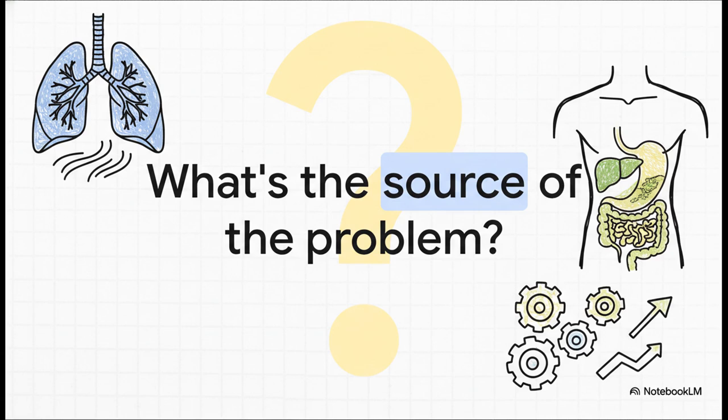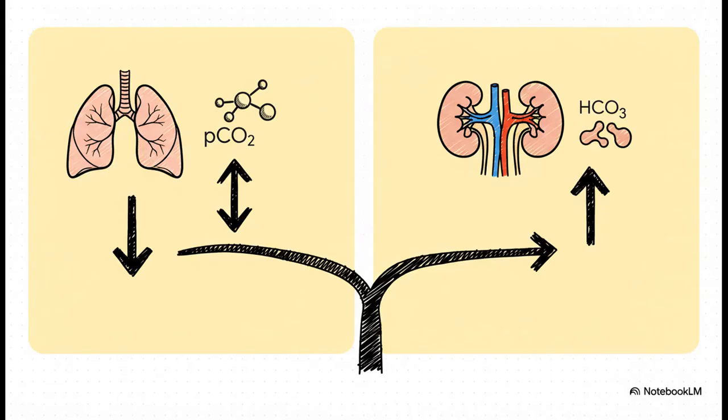Okay, so we found our first big clue. We have either an acidosis or an alkalosis. The very next question any good detective asks is, where did it come from? What's the source? Is this a problem with the lungs, a respiratory issue, or is it coming from somewhere else in the body's chemistry, a metabolic issue? This is a really crucial step. And this slide tells us exactly how to find that source.